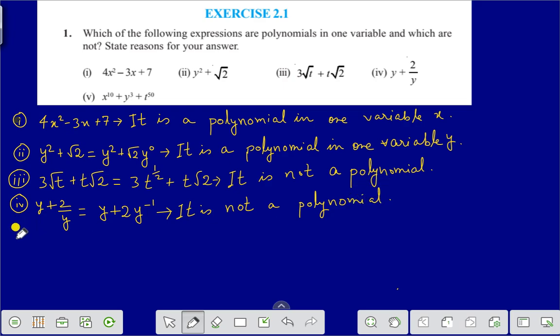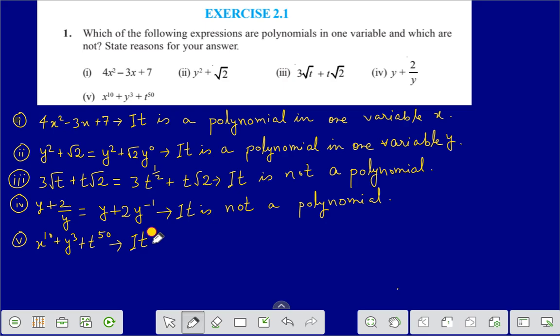Question number 5 is x to the power 10 plus y to the power 3 plus t to the power 50. Here also you see that it is a polynomial in three variables.